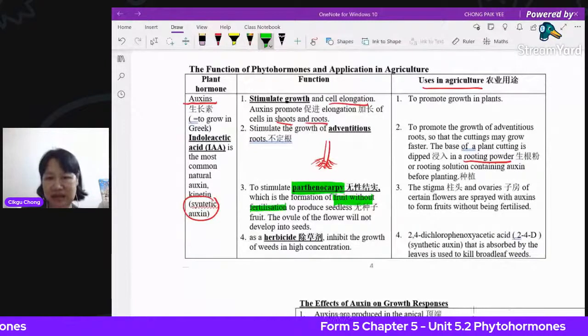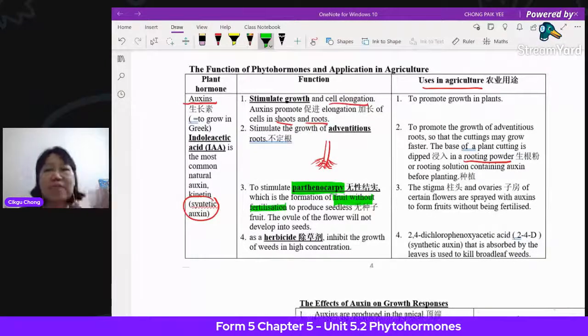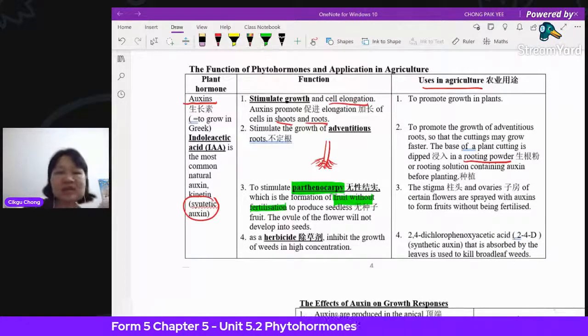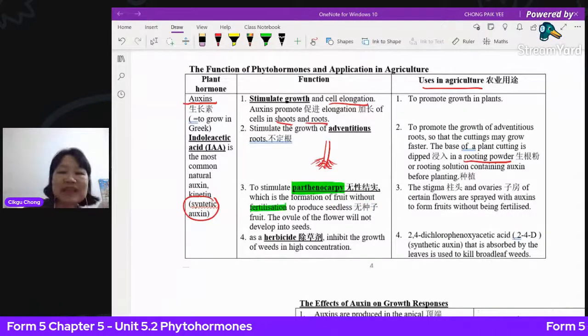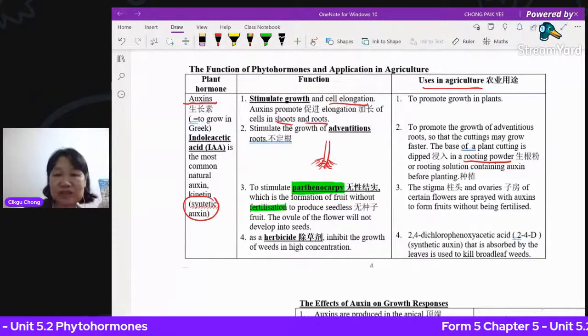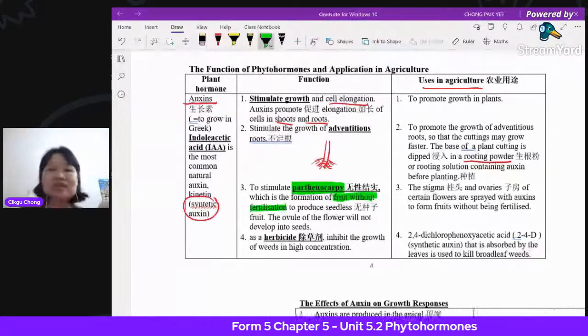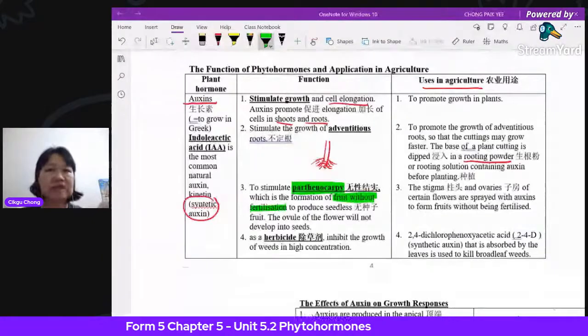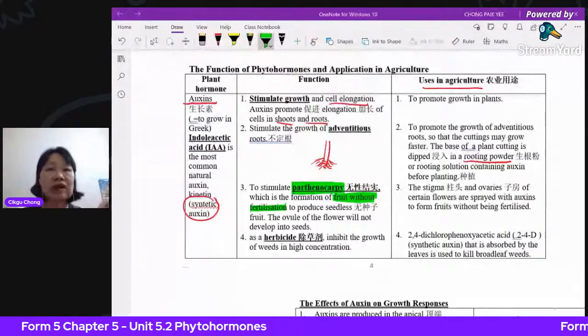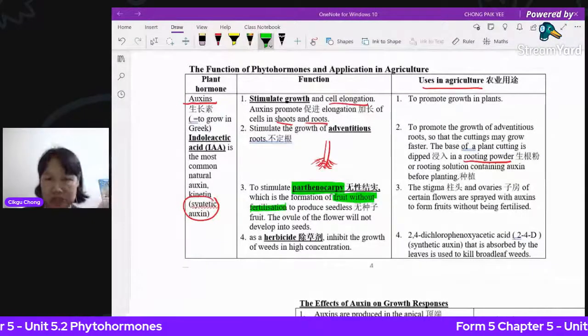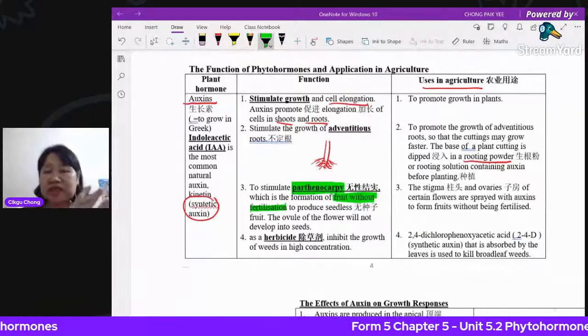Without fertilization, that means there's no seed. It's going to form the fruit without any. Which is a good thing for us, isn't it? When we eat, we don't want to eat the seed, right? So this fruit that is produced without undergoing fertilization is a phenomenon called parthenocarpy.